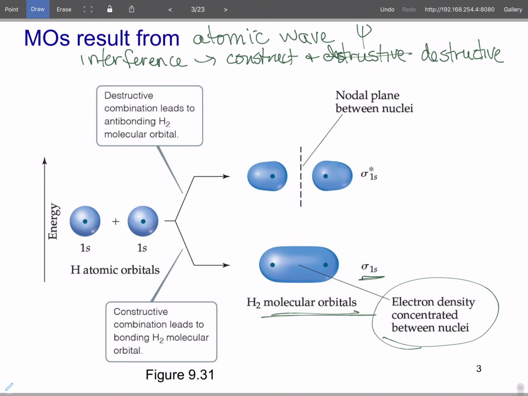Destructive means that you have no interaction between the two nuclei. There's a nodal plane in between, and this would be the anti-bonding orbital. So this one's the bonding because it's between the two, and this is the anti-bonding.